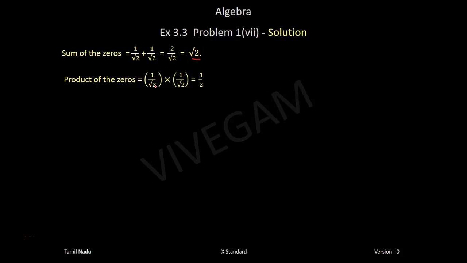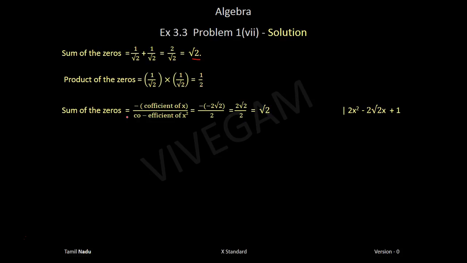What's the product of the zeros? 1 by root 2 into 1 by root 2 is half. Next, the sum of the zeros for the polynomial is given by negative coefficient of x divided by coefficient of x square. The polynomial is 2x square minus 2 root 2 x plus 1. Coefficient of x is minus 2 root 2, coefficient of x square is 2. Putting that in, minus of minus 2 root 2 divided by 2 becomes plus 2 root 2 by 2. The 2 and 2 cancel, and that is root 2.